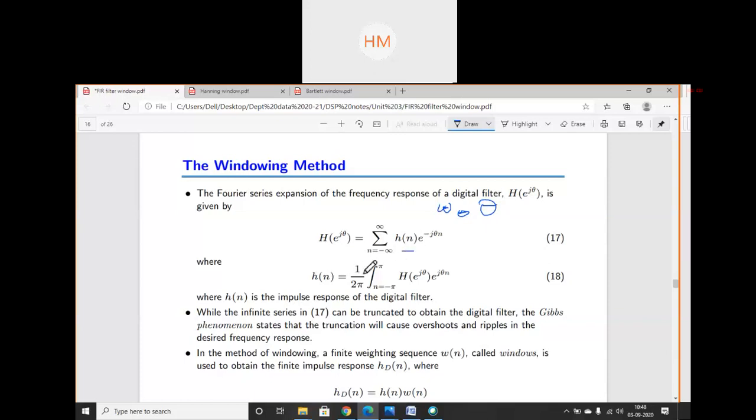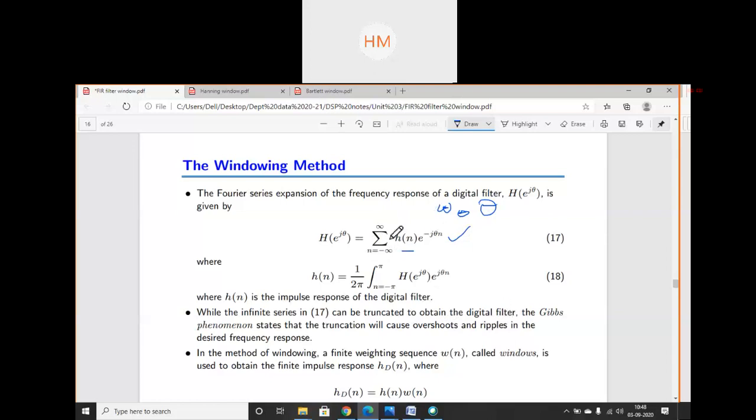h of n is equal to 1 upon 2 pi integration from minus pi to pi h of e to the power j omega into e to the power j omega n, where h of n is the impulse response of the digital filter. These equations we have seen earlier also. This is a Fourier series expansion of that, where h of n is the impulse response, while the infinite series in this equation can be truncated to obtain the digital filters.